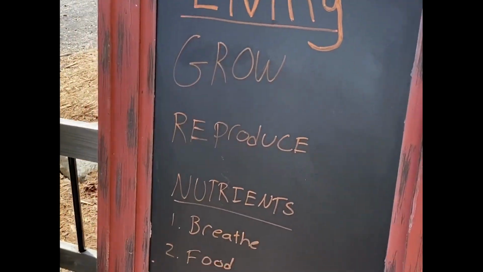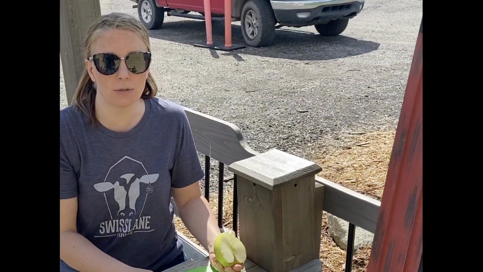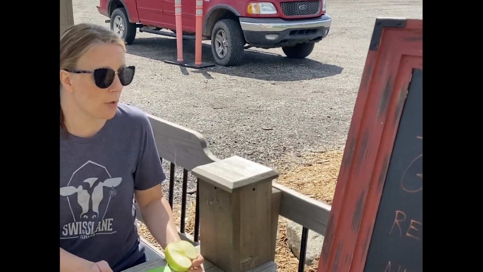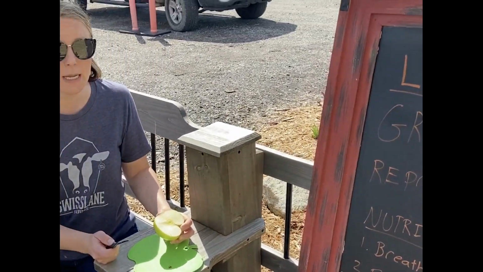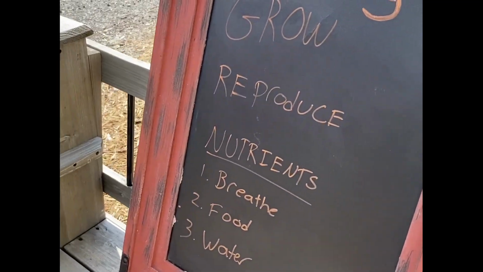But what about nutrients? Plants don't breathe the way we breathe. They don't breathe air in and air out through our lungs. They breathe in through their leaves. So does it need food? Absolutely. It needs nutrients from the ground, and it also needs sunshine, and it does drink water too. So yes, this apple is a living organism.